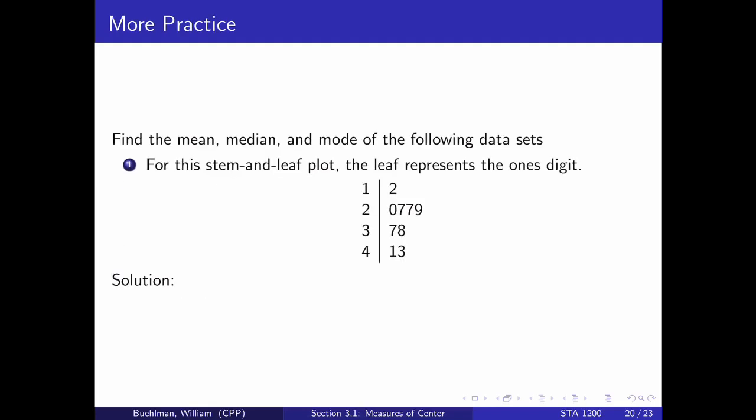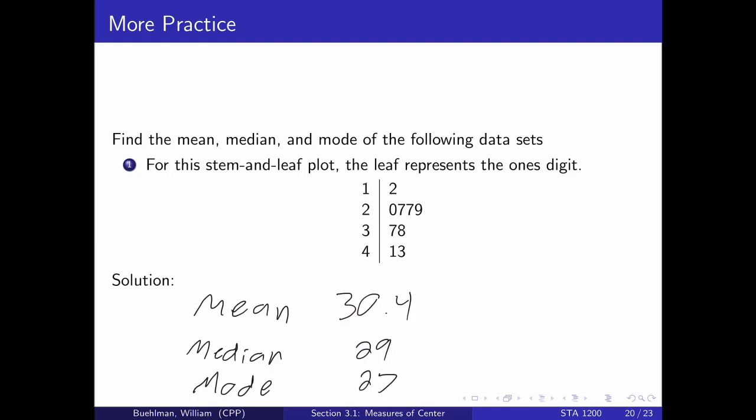Here's another practice problem for you guys. You're gonna find the mean, the median, and the mode for this data set, and I just organized it in a stem and leaf plot just to remind you guys of what that looks like. So go ahead and use this to create the data set and then find the mean, the median, and the mode. Have you guys pause the video right here, do all that, and then hit play. The answers will be shown in 3, 2, 1. Here's the solution. The mean is 30.4, the median is 29, and the mode is 27.